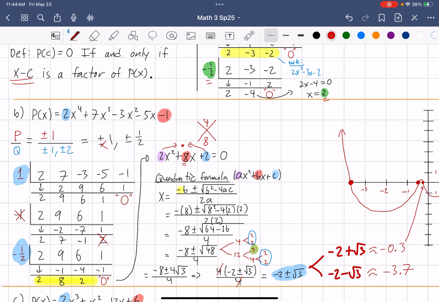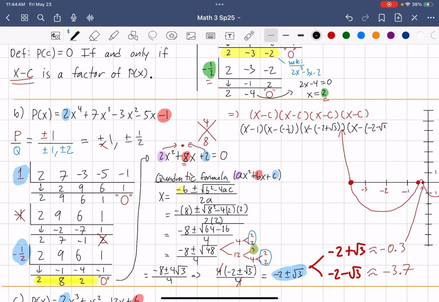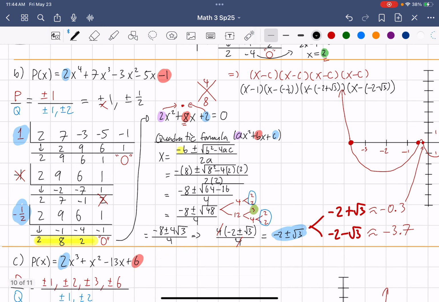With this next one, same thing. If I wanted a factor, there needs to be 4 of these x minus c's. That's exactly what this definition says. If c is a 0, then x minus c is your factor. So if this is a 0, this is a factor. All we have to do is plug them in. So it's x minus 1, x minus negative 1/2. And then these are tricky because it's x minus negative 2 plus square root of 3, and then x minus negative 2 minus square root of 3. And there's my factored form.